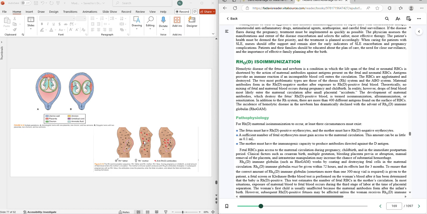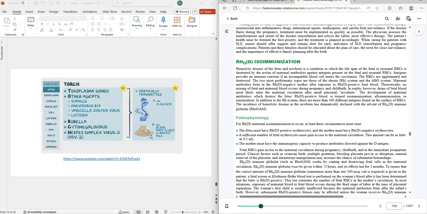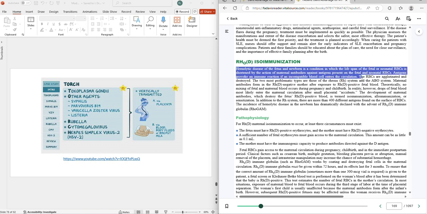So the pathophysiology is explained here for the Rh. Hemolytic disease of the fetus and newborn is a condition in which the lifespan of the fetal or neonatal red blood cells is shortened by the action of the maternal antibodies against antigens present on the fetal and neonatal red blood cells. Okay, so it's where the mama's blood fights the baby's blood. Okay, so please understand that section.